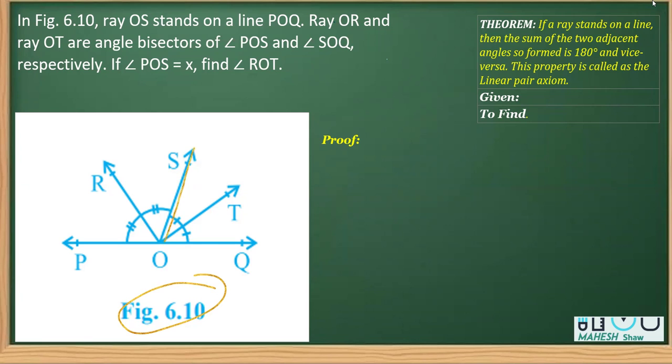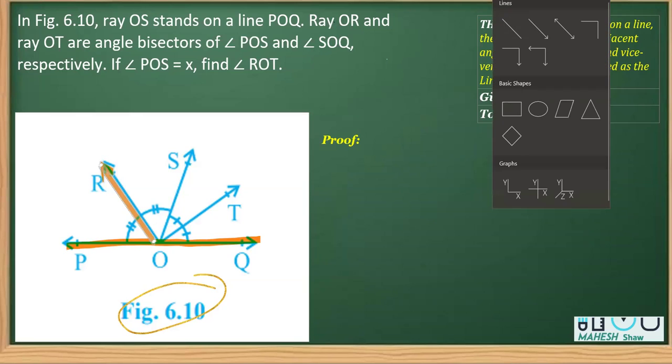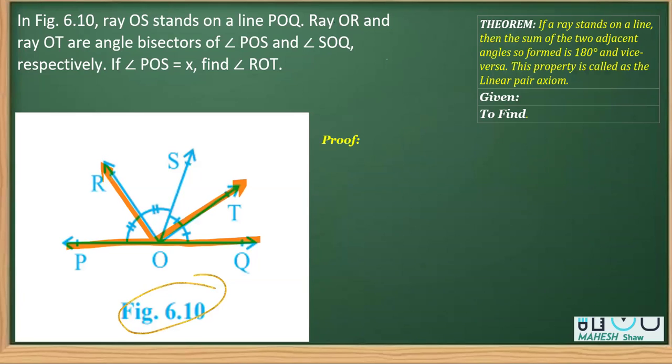It says there's a ray OS, which stands on a line. So it is important to note that PQ is already given a line, right? And there are two more rays, OR and OT. These rays are such that they bisect the angles. That means OR is the bisector of angle POS, and OT is the bisector of angle SOQ.